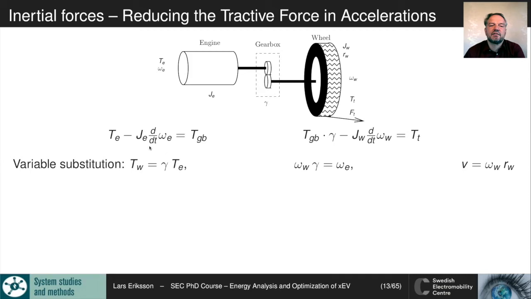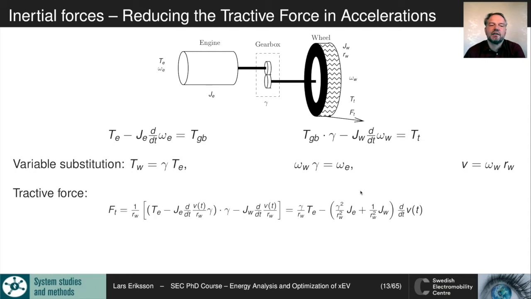So we say that the driveline is stiff, then we have no losses in the gearbox, and the same thing goes here. So we have this connection between the input and output angular velocities and input and output torques. Continuing, we have the tractive force that comes from the torque. So the force at the wheel will now depend on the torque of the engine minus the inertia losses, because during an acceleration we're losing a little bit of the torque to rotate the engine, and we're also losing a little bit to rotate the wheel.